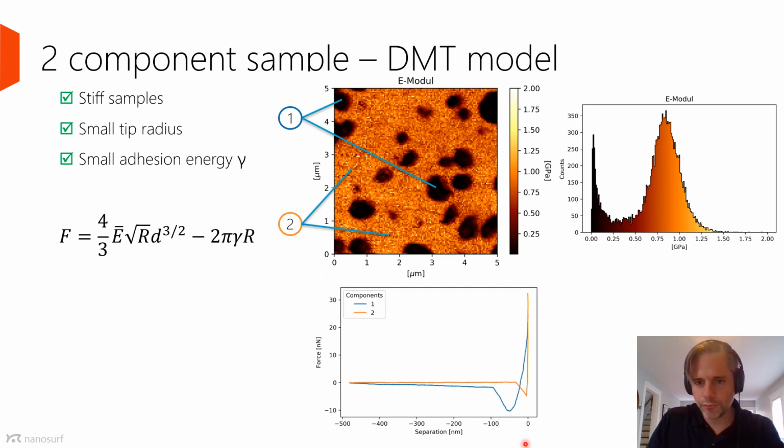If we look at the actual force curves, we can see the difference between the force curve in the softer areas, the black areas. It has higher adhesion, and the slope is not as steep as the second region here, which has a lower adhesion and a pretty stiff force curve, and it's a much steeper force curve there.